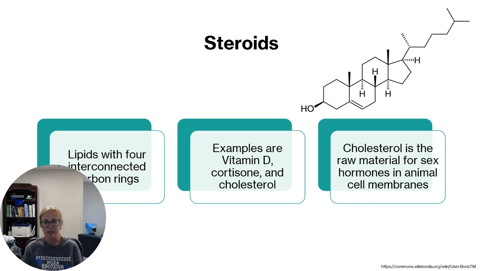So, a steroid is a lipid with four interconnected carbon rings, as you can see in the image. And you'll see that it is a hydrocarbon. So, remember that at each point of those rings, there is a carbon molecule, and then it has hydrogens and oxygen. Examples of steroids are vitamin D, cortisone, and cholesterol.